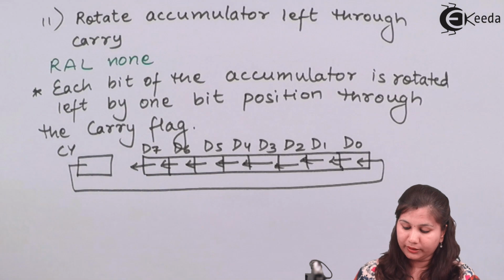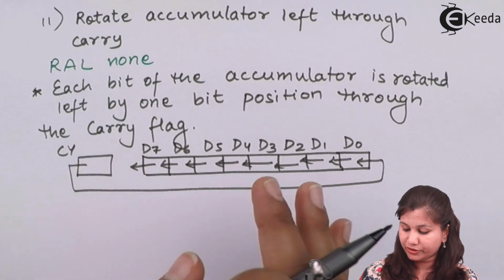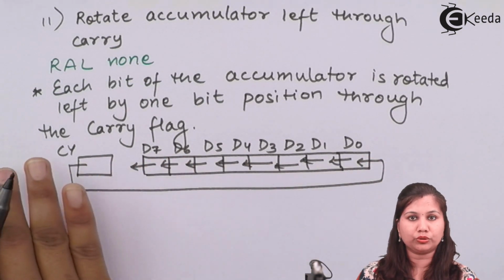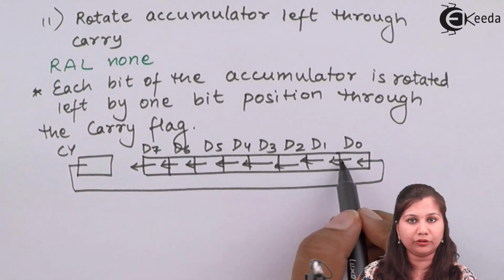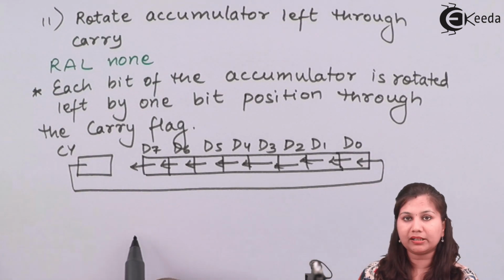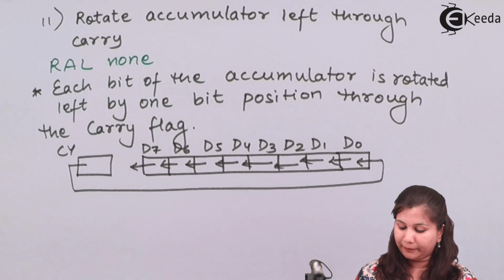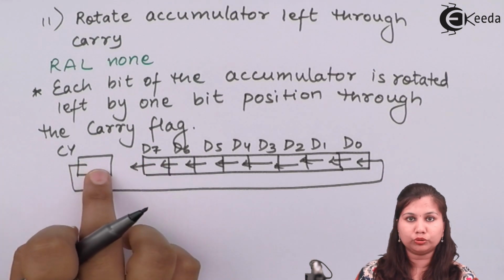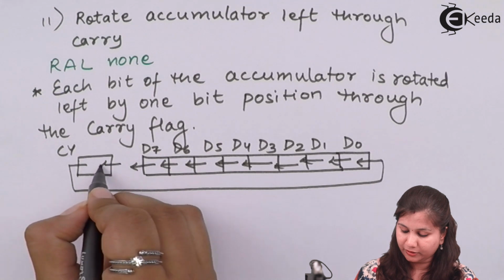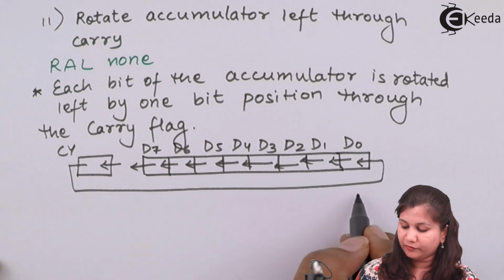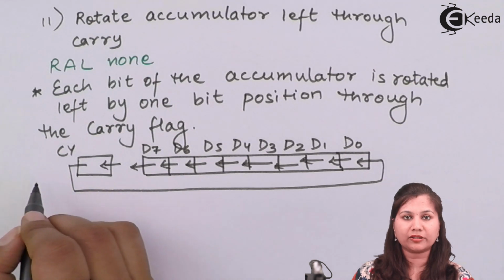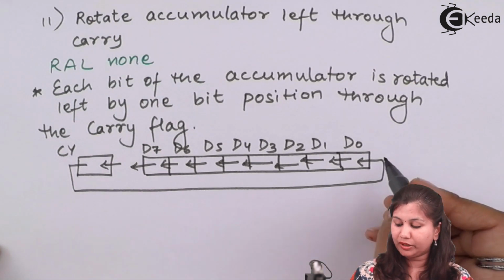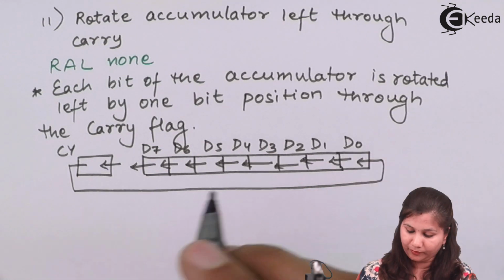In the earlier instruction, that is RLC, we shifted all the bits to the left-hand side by 1 bit position, and D7 was becoming the D0 bit, and also this D7 bit was going to the carry flag. But now the D7 bit will go to the carry flag, and this carry flag, whatever the value of the carry, whether it is set or reset, meaning 0 or 1, will become the D0 bit.